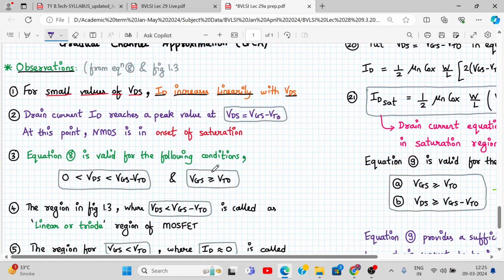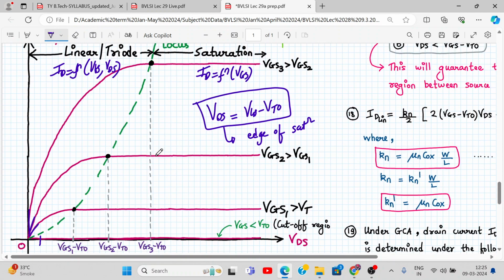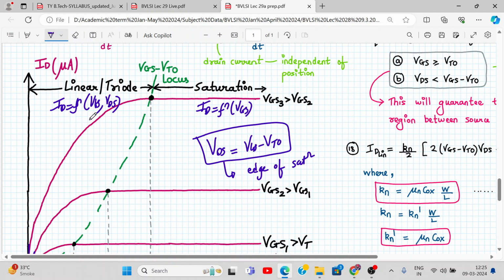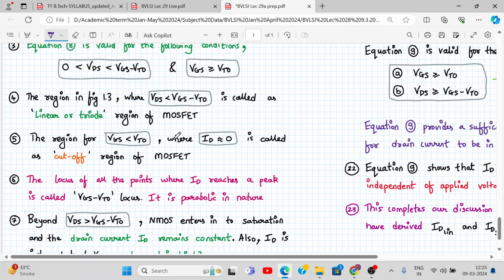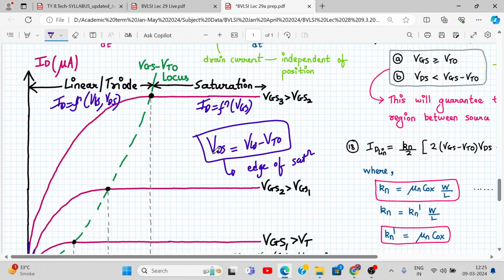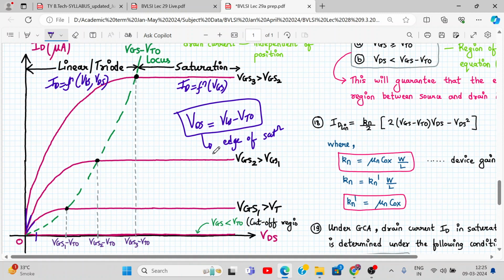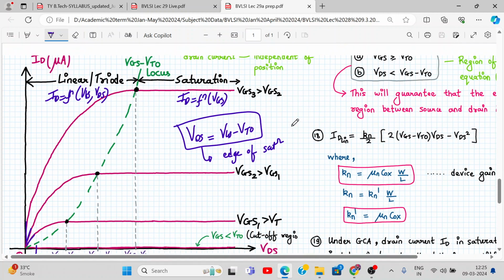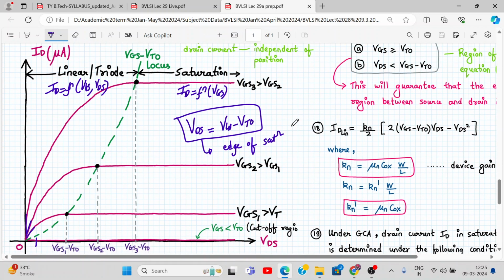So the linear equation is valid in this region, where VDS should be lesser than VGS minus VTO. So it's defining this locus. Whenever VDS is equal to it, we are at the edge of saturation. Whenever VDS is greater than VGS minus VTO, we are in the saturation region. Okay, so this is the explanation. Have you noted down this curve, the output characteristics of MOSFET? Yes, sir. Okay, all right, great.